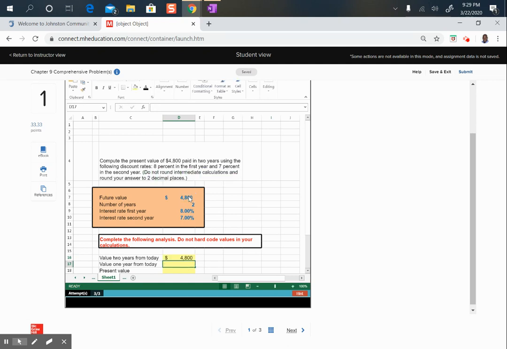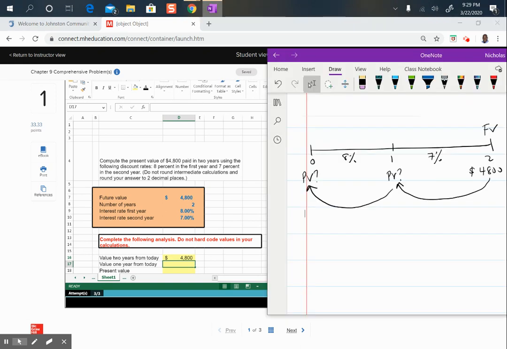The second part of the problem is the value 1 year from today. What the question is asking us is the present value of this $4,800 a year from today. So at this particular point, what's the present value of this? The future value is 4,800. We need to find the present value a year from today, where of course n is 1 and the rate is 7%. In that regard, we're trying to find the present value.